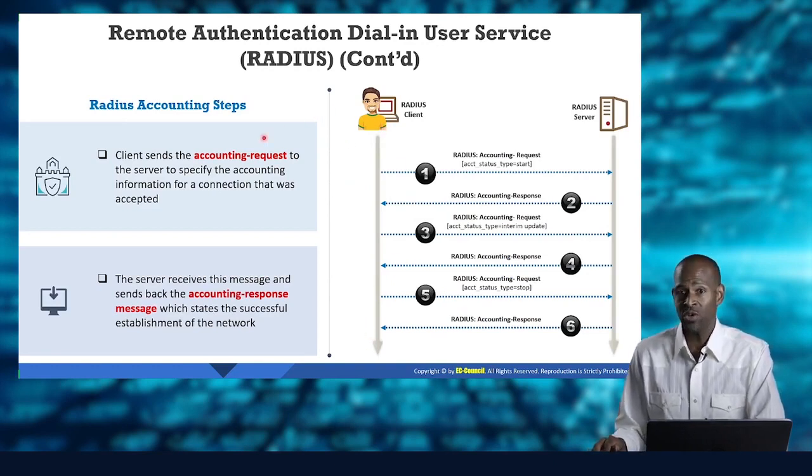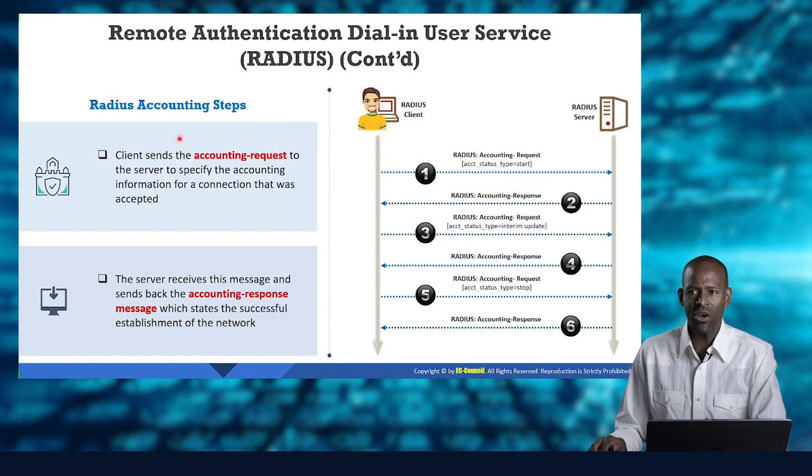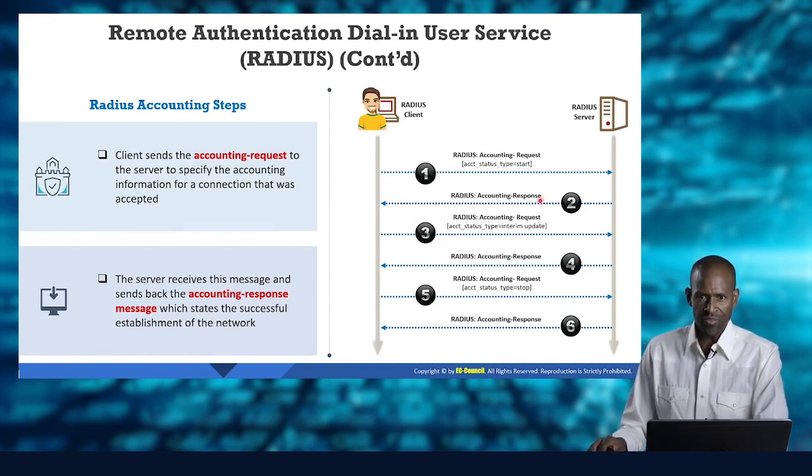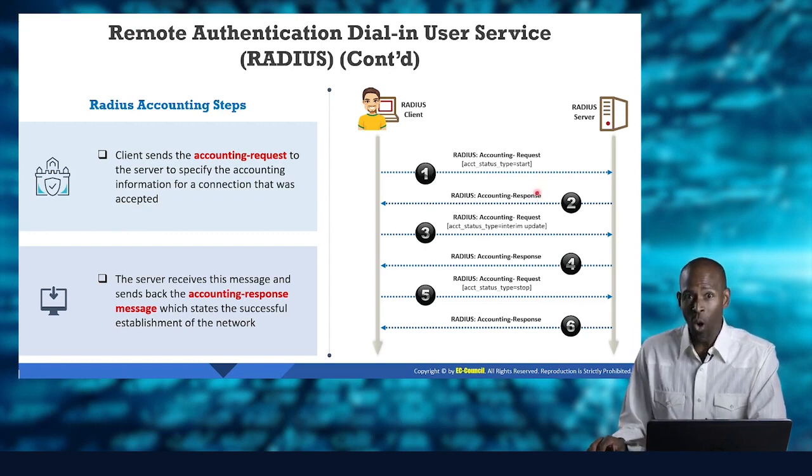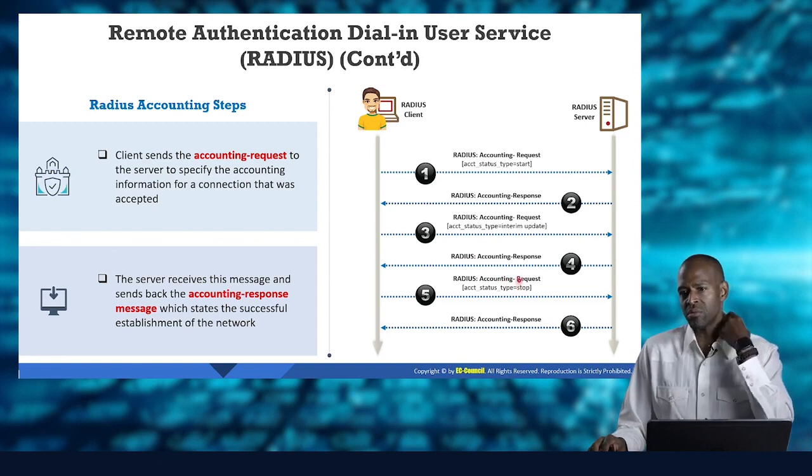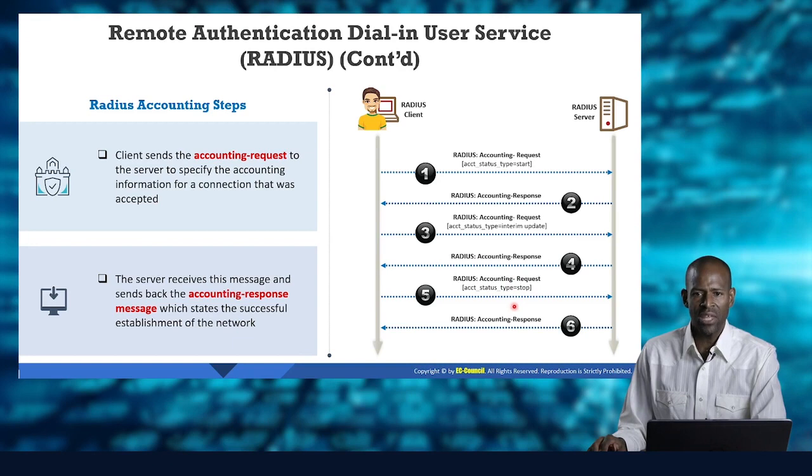It has accounting. It sends an accounting request looking for information for a connection that was already accepted. And then once the request is sent in, there's going to be a response, and there's going to be a status that's sent in. And then at the end, there's going to be an accounting response message that'll have successful establishment of the network.